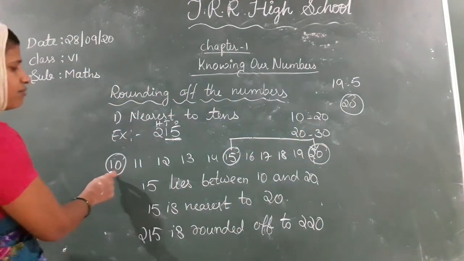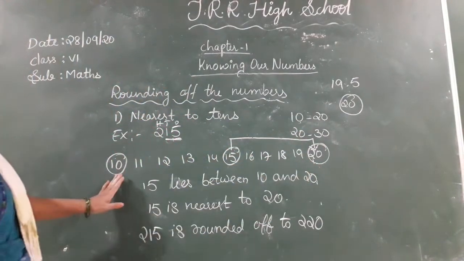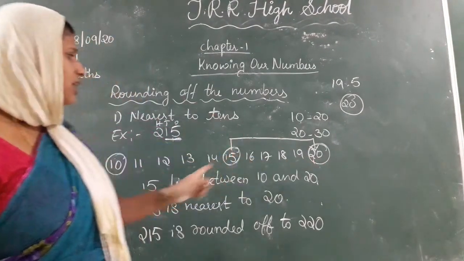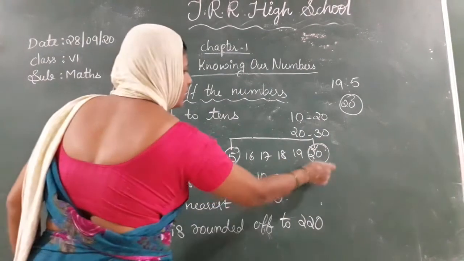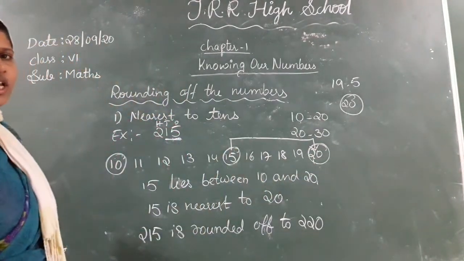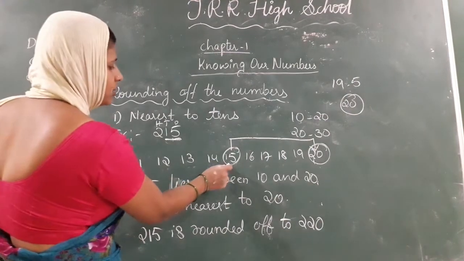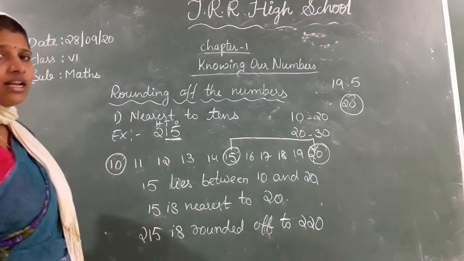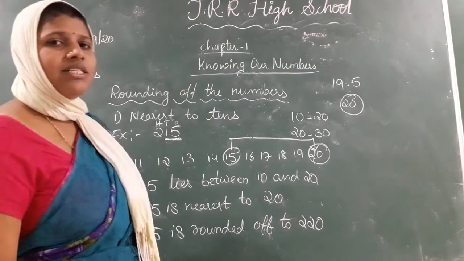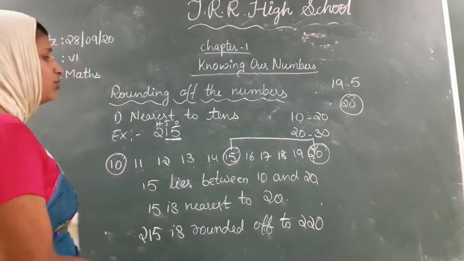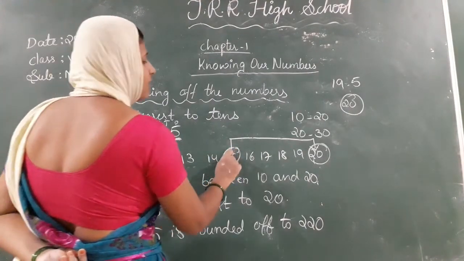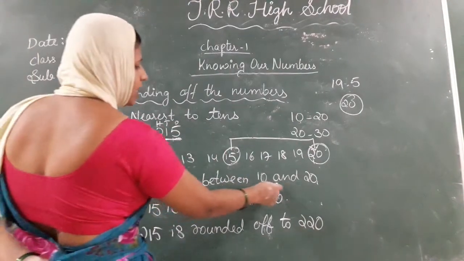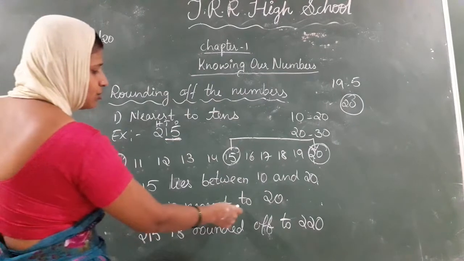Now start writing the numbers from 10 to 20. So 10, 11, 12, 13, 14, 15, 16, 17, 18, 19, 20. Now first you have to circle the tens, 10 and 20, and the middle number 15. Now you have to check, is this 15 nearest to 20 or nearest to 10. You have to consider the 15 which is nearest to 20 only. So 15 lies between 10 and 20. 15 is nearest to 20.